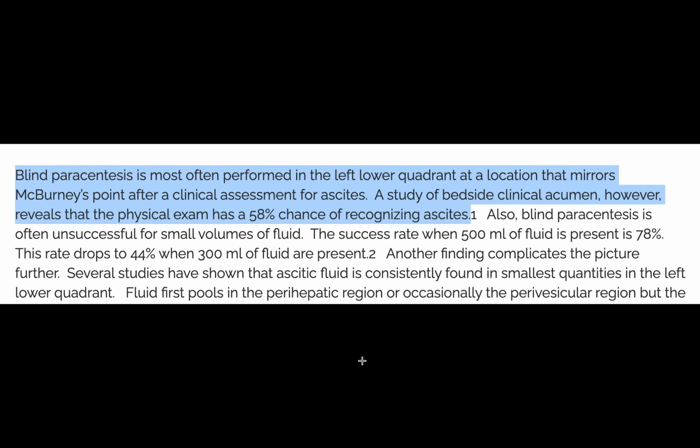It would take forever. But the point is that, again, this document is saying it should be performed in the left lower quadrant. It should be in a location that mirrors McBurney's point, so in the opposing part of the body. And this, again, is quoting this 58% chance of success. It notes as well that a blind paracentesis is often unsuccessful for small volumes of fluid. So when you're performing this blind without imaging, we'll discuss this later in the video again, but the success rate is lower, it's more difficult to do. It notes here that the rate drops to 44% when 300 millilitres of fluid are present.